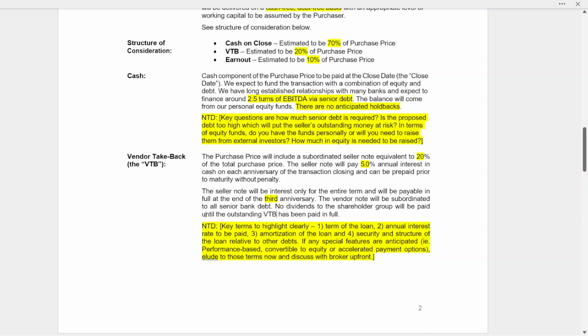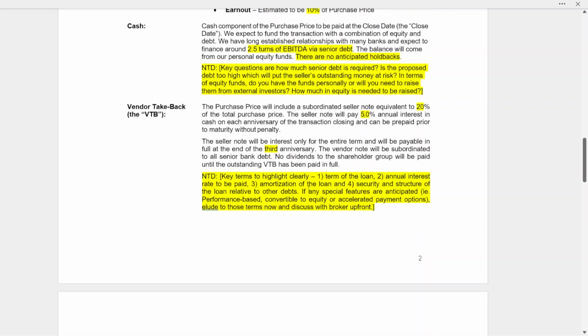So the key terms in the VTB section are rate, the term of the loan, the amortization, and just general security and structure comments. If there are more special conditions like accelerated payments, performance-based variability to the value of the note, those things can be alluded to at this stage. But again, you don't want to get into too many details because you haven't spent that much time to really give a good detailed offer yet. This is just an EOI.